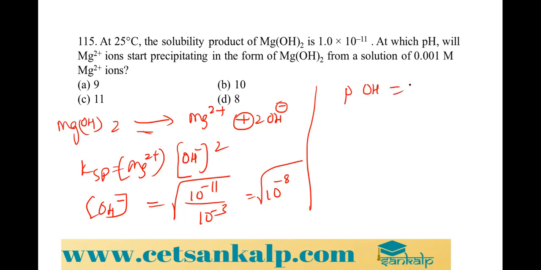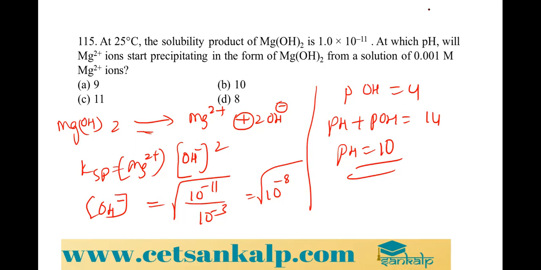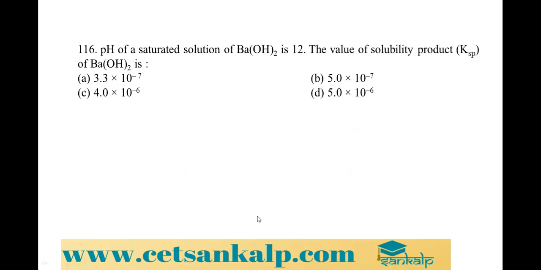So pOH is equal to 4. As we know, pH plus pOH is equal to what? 14. So pH is equal to what? 10. Next, question number 115. Okay. Let's go to question number 116. Let us look at question number 116.